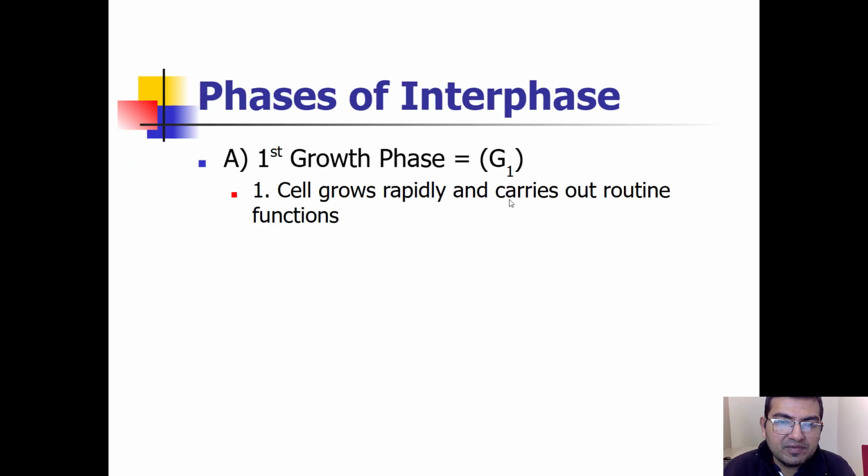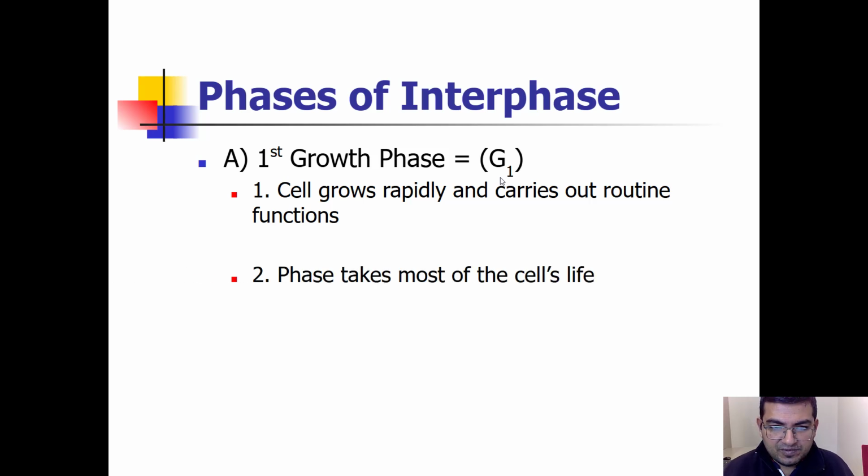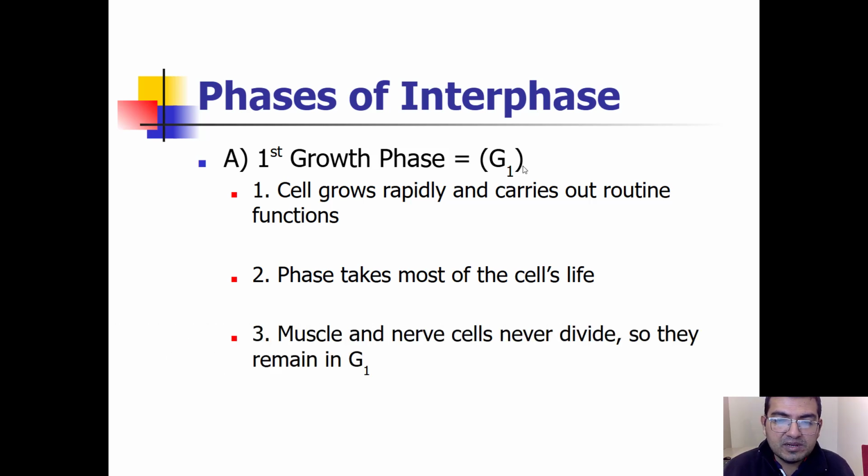What happens in G1 phase? The cell grows rapidly, its size increases rapidly, and it carries out its routine functions. This phase takes most of the cell's life. So most of the cell's life encompasses the G1 growth phase. Muscle and nerve cells never divide, so they always remain in the G1 phase.